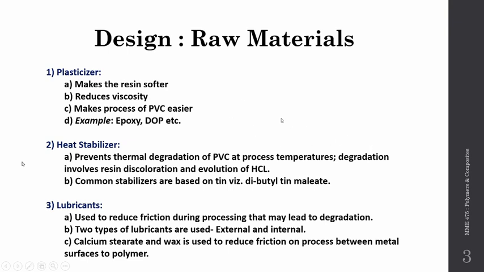First of all, plasticizer. It makes the resin softer and reduces its viscosity. Heat stabilizer prevents the thermal degradation of PVC at the process temperature. Lubricants are used for reducing friction during processing. Two types of lubricants are used, external and internal.